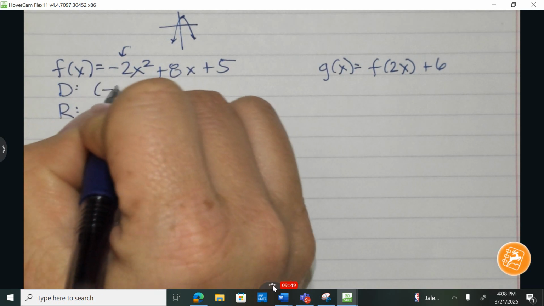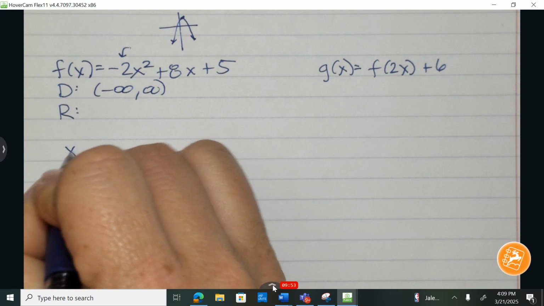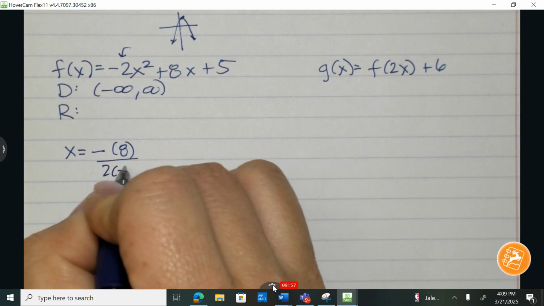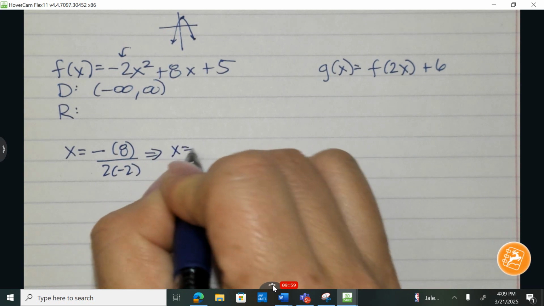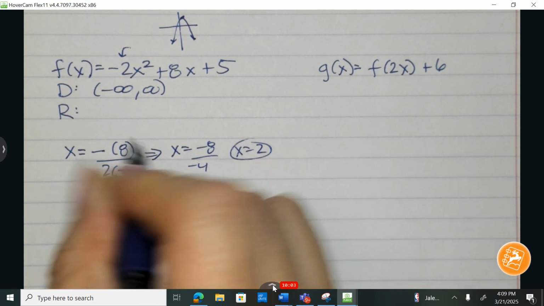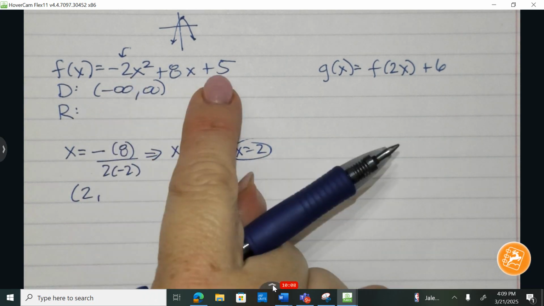Because it is a quadratic function, we have the domain of negative infinity to positive infinity, and then I'll use this formula, x equals negative b over 2 times a. So x equals negative 8 over negative 4, x equals positive 2. That's the x coordinate of the vertex of this quadratic function.